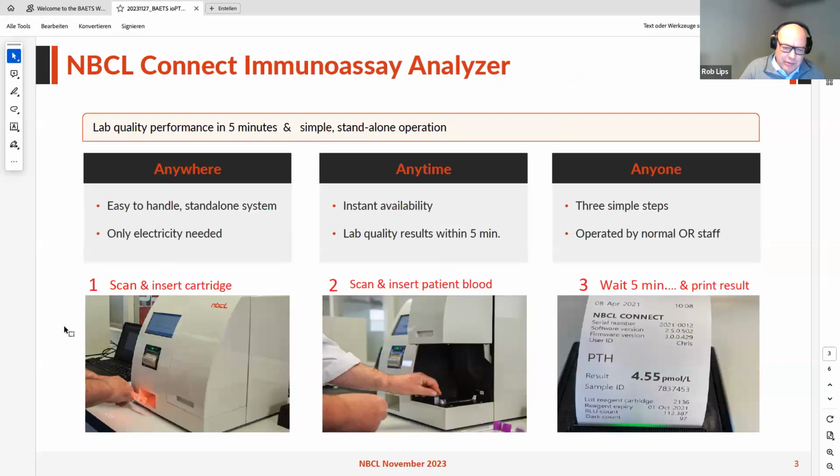It's not completely portable, but you can put it on a trolley, and for the rest, it almost does everything Tom had on his requirements list. The only thing you need is a cartridge with reagents, the same as are used in the central lab. You need a tube of whole blood, which normally is put in the machine by an operating room assistant. You close the lid, you push the button, and after 5 minutes, you have a result printed out.